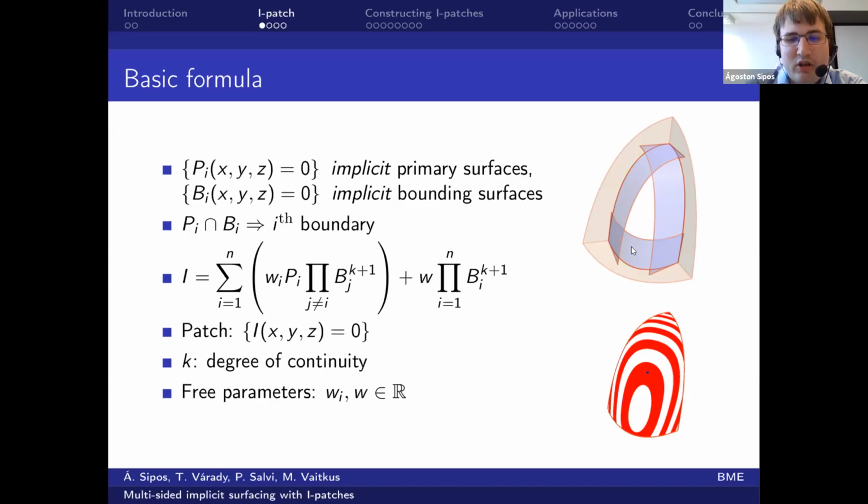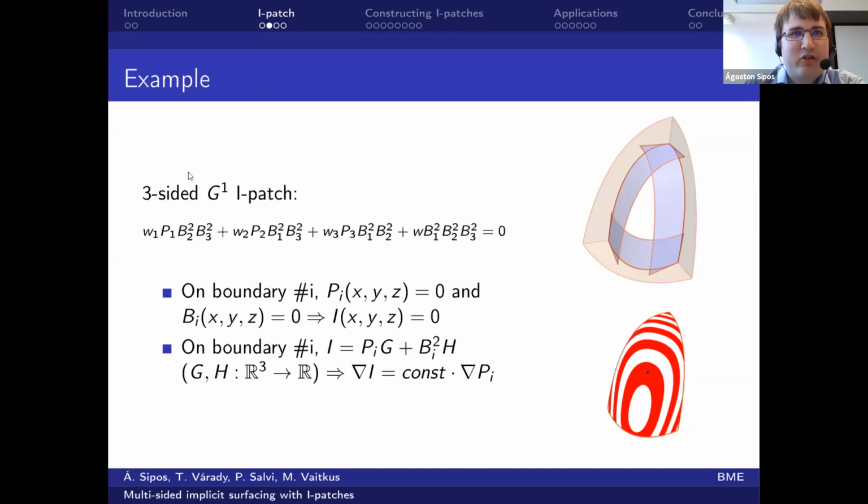The top image shows the primary and bounding surfaces for a three-sided surface. The darker blue surfaces are the primaries, and they are intersected with the outer bounding surfaces to define the boundary curves. Then the surface is created as a smooth blend of the primaries. The resulting surface is shown here. The surface equation is directly composed from the evaluation of these primary and bounding surfaces, as can be seen in the formula. Free parameters are also included, but we will talk about what they mean a bit later.